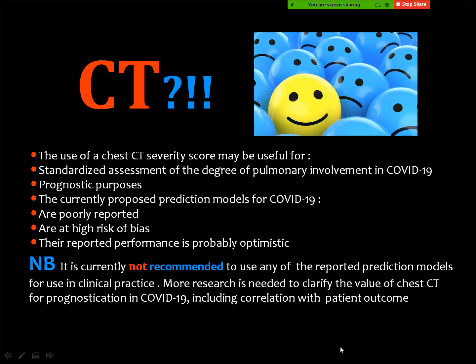This is one of the recommendations also, which do not recommend the use of any of the reported prediction models, which are frequently written in the reports as CO-RADS 5, CO-RADS 7, and so on. But according to the RSNA, these are poorly reported, and they are at high risk of bias, and their reported performance is probably optimistic and is not a real finding.